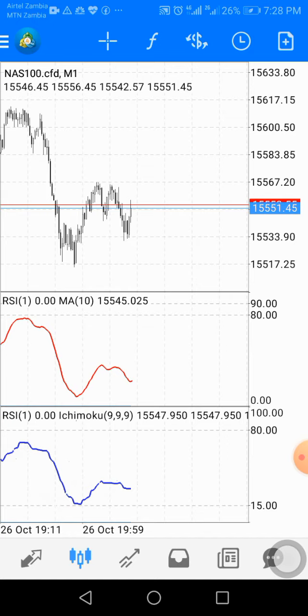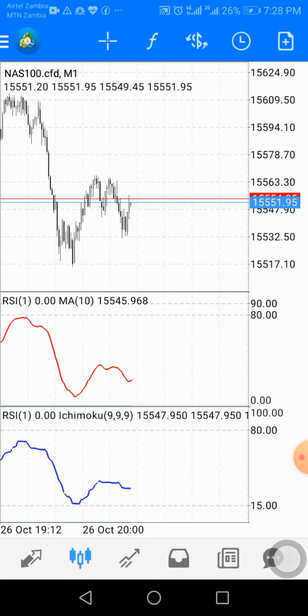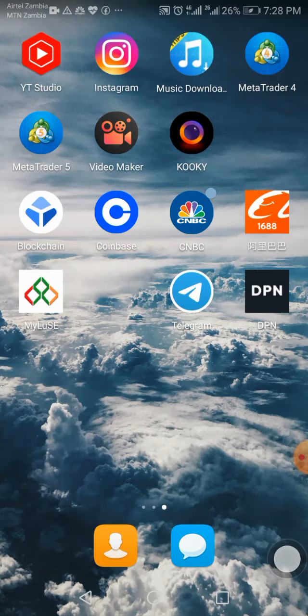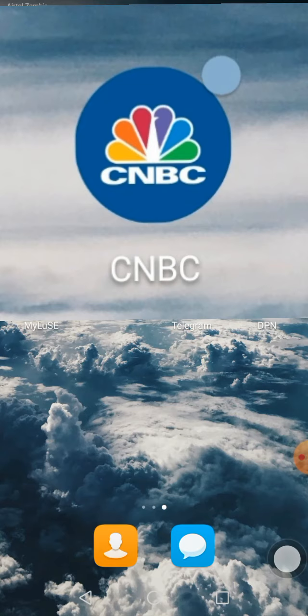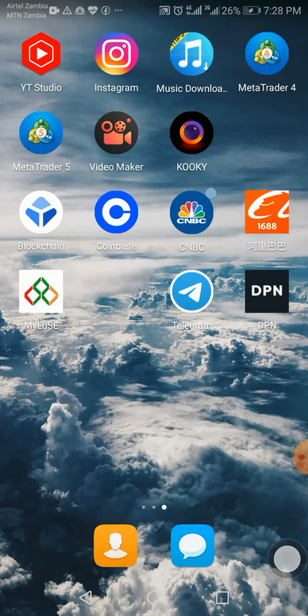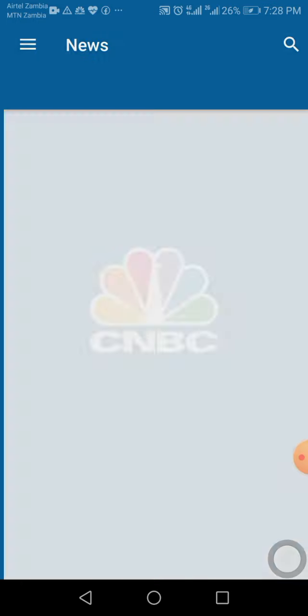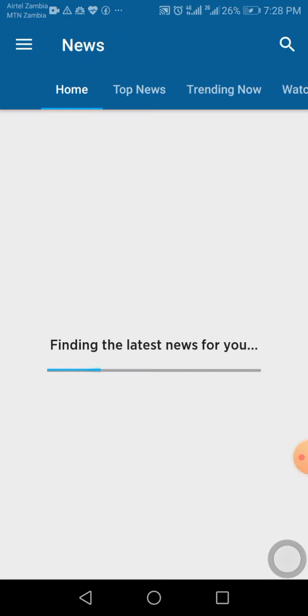You're going to go to your App Store or Play Store, whichever kind of device you're using. After you do that, you're going to download this application here. The application is called CNBC. This is the application that you need to download. As you can see, I have already downloaded this application. Make sure you sign up with your email and create a password so you can have an official account with them.